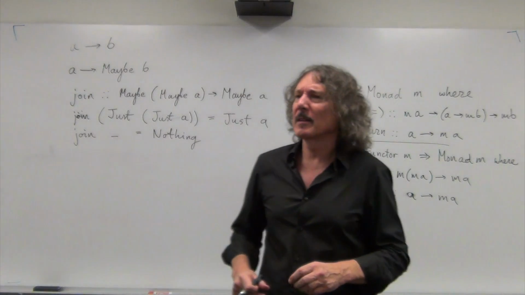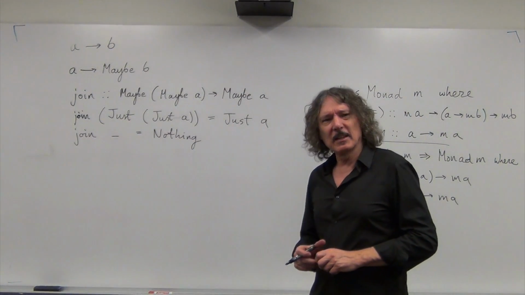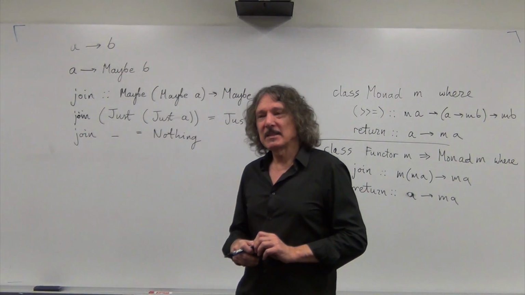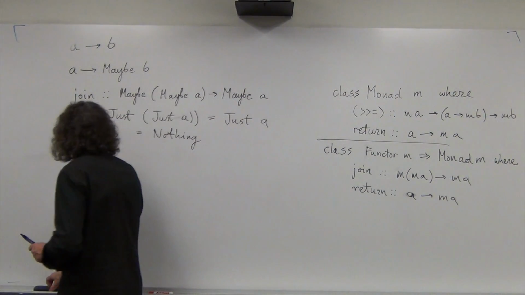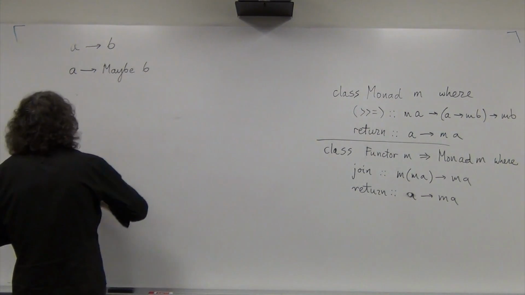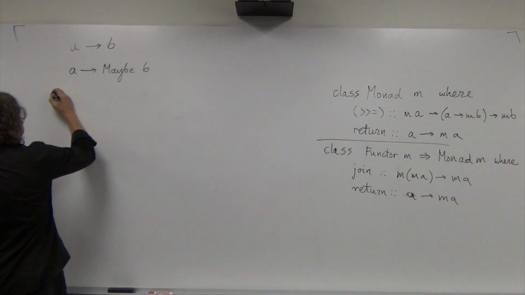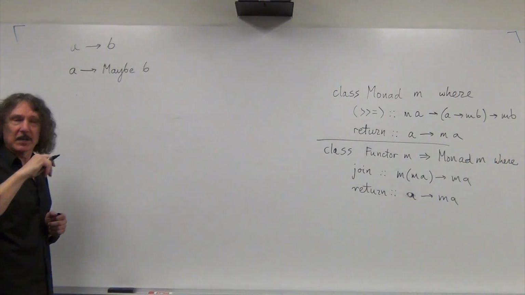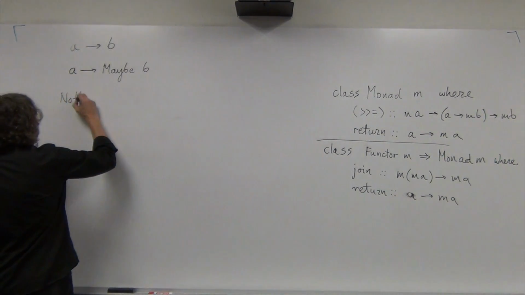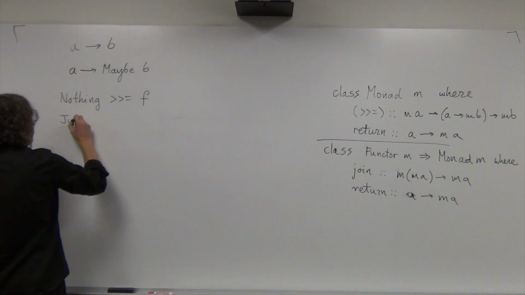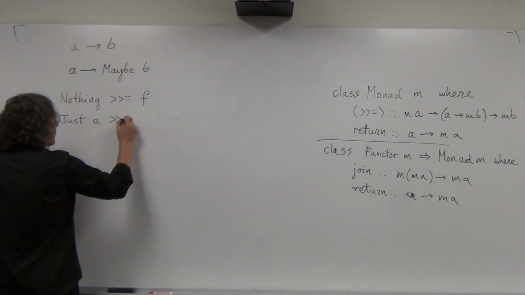It doesn't, though, explain very well the cleverness of the maybe monad, that it actually imitates exceptions. So instead of defining join, let me define bind. So bind would take maybe A, right? As a first argument. So we'll do pattern matching on this maybe, right? So we'll say, let's say nothing, bind it to some F, and just A and bind it to some F, right?